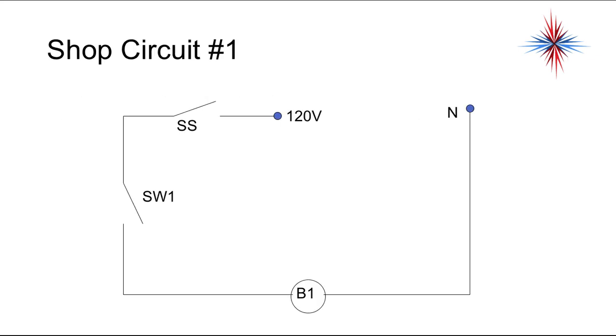So for shop circuit number 1, real easy. It's the circuit we just talked about. We have a service switch. That's the one that is our incoming source, sort of like a breaker. We have switch 1 and we have B1 and we have neutral. B1 is a light bulb. And once this is built, then we will start working with meters and everything else.